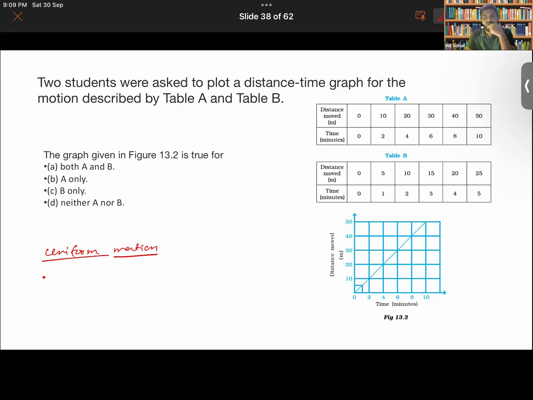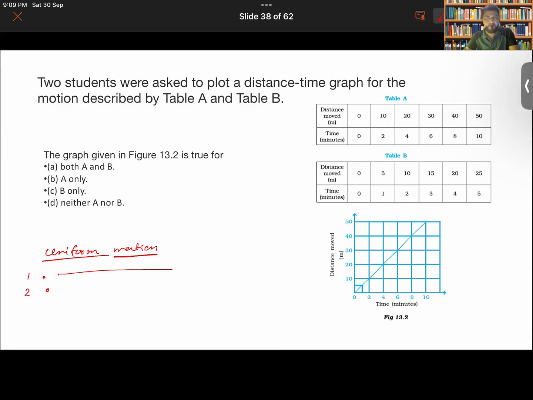Table B. Okay, we will come to that. But first answer my question: for a body to be in uniform motion, what are the conditions required? It should be in a straight line.